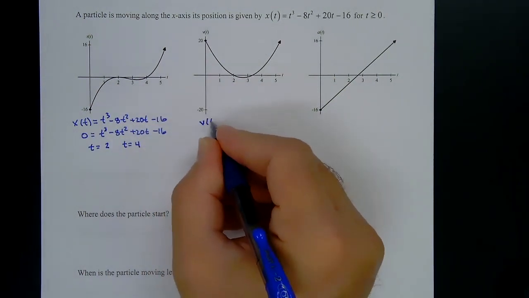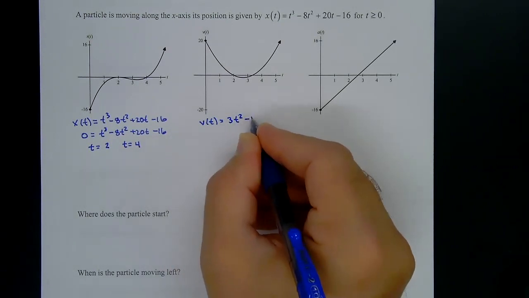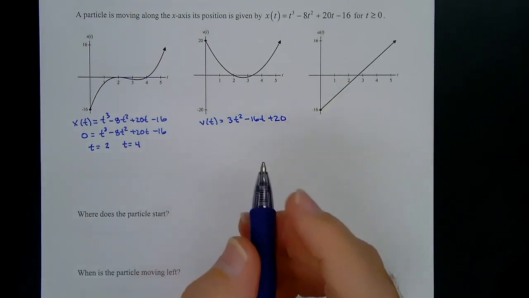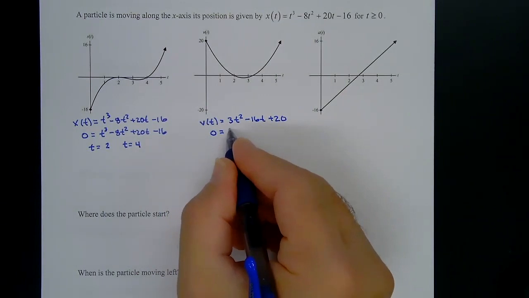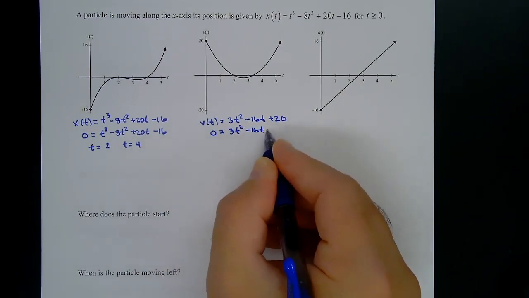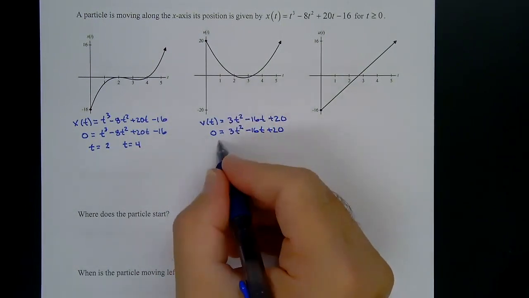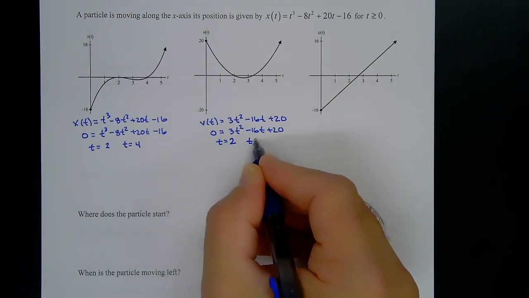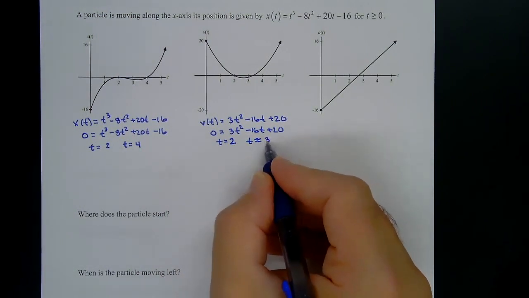So v of t is 3t squared minus 16t plus 20. I want to know where the velocity is 0. Okay, so set this equal to 0. So 0 is equal to 3t squared minus 16t plus 20. This is going to happen, and we would do this graphically too, at t equals 2, and also at t is about 3.333.